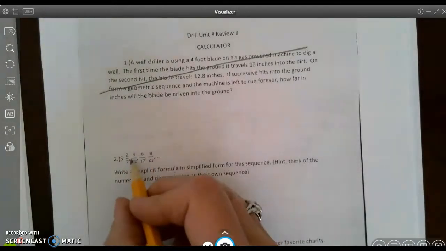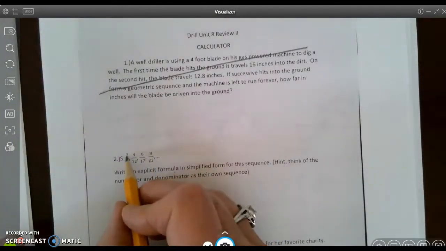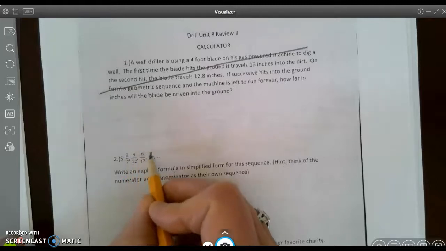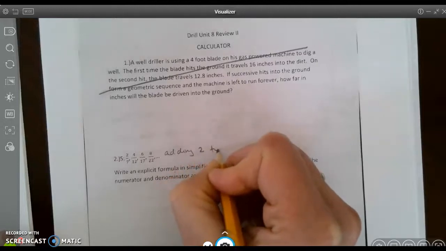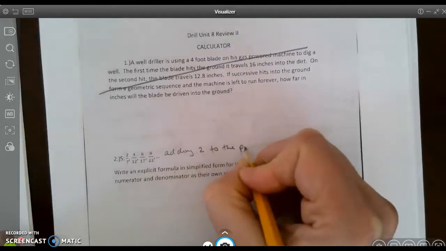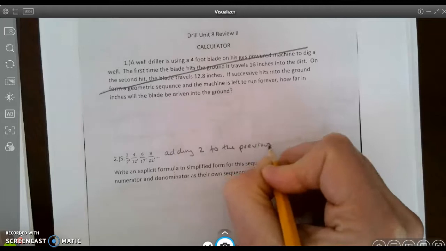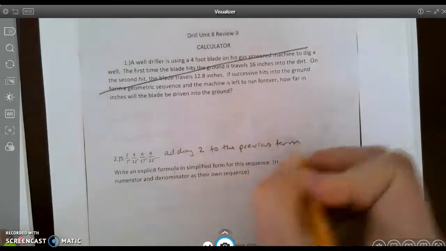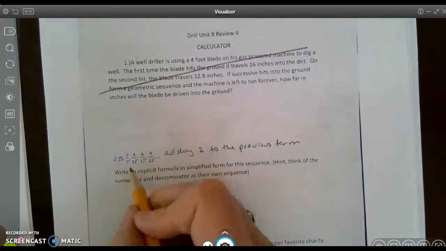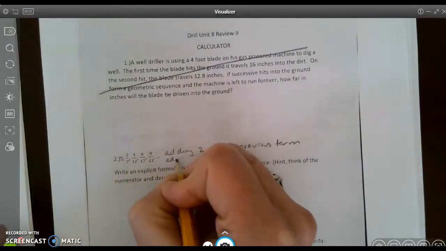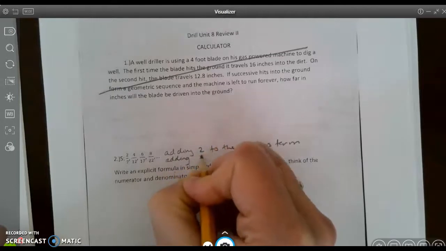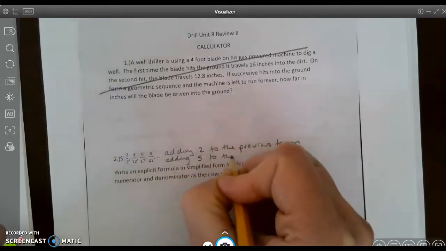So you're going to think of the numerator as its own sequence, 2, 4, 6, 8. So we're adding 2 to the previous term. And then I look at the denominator, 7, 12, 17, 22. I'm adding 5 to the previous term.